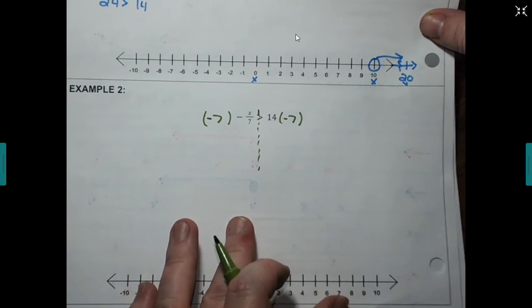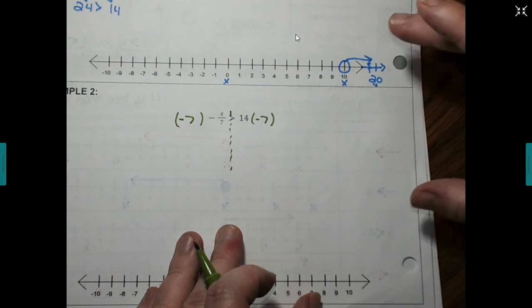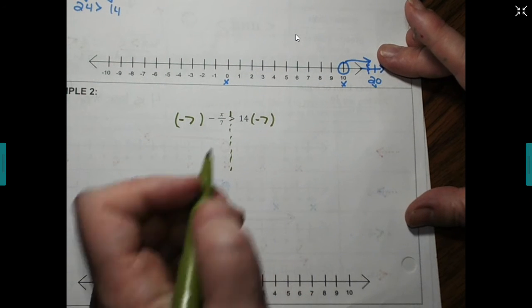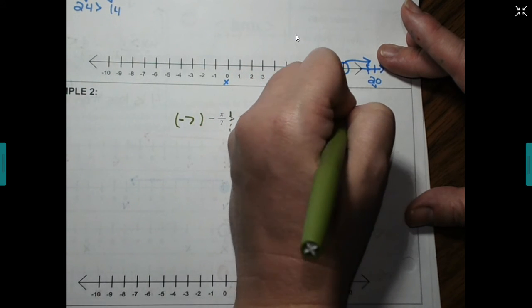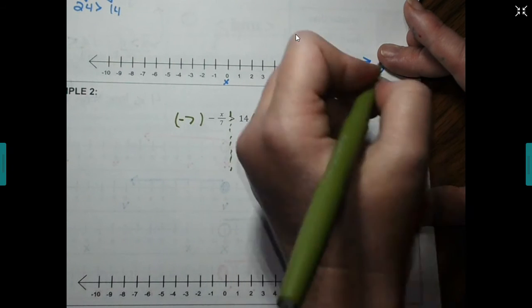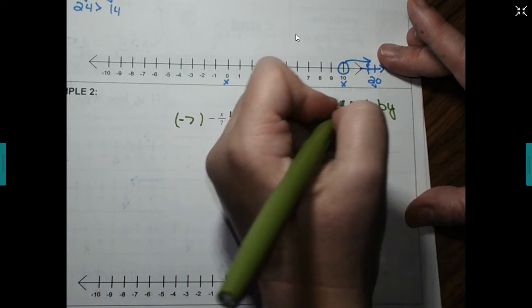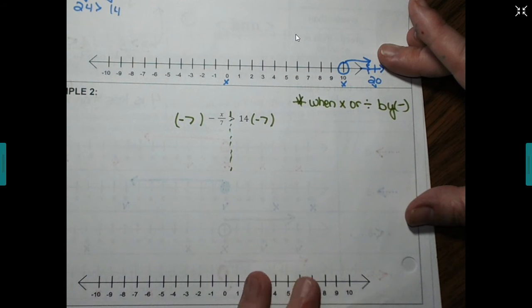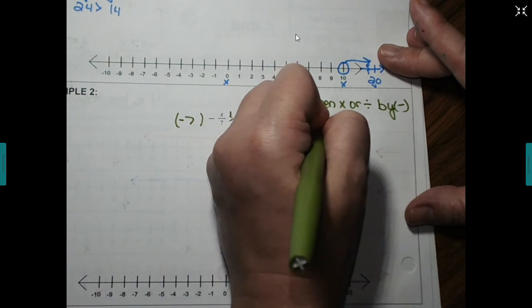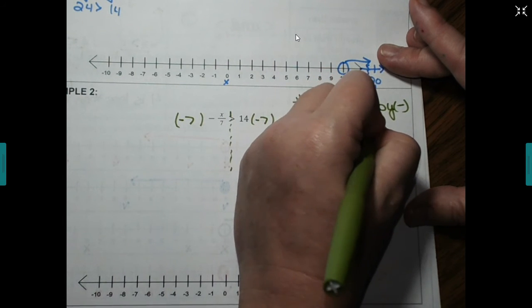Okay? Here comes the one difference when we're doing inequalities versus equations. The one difference. Are you ready for it? When you multiply or divide by a negative number, I'm just doing a negative there so you can see it, you flip your inequality sign.